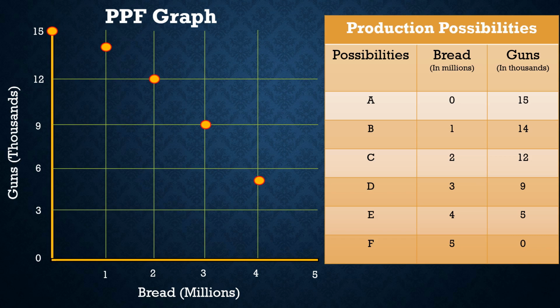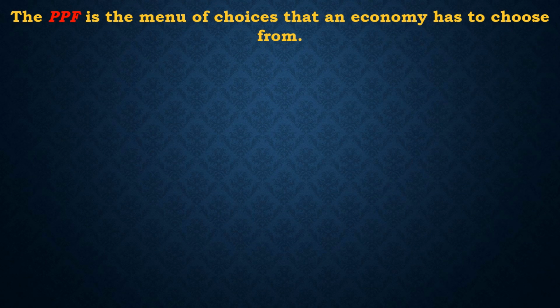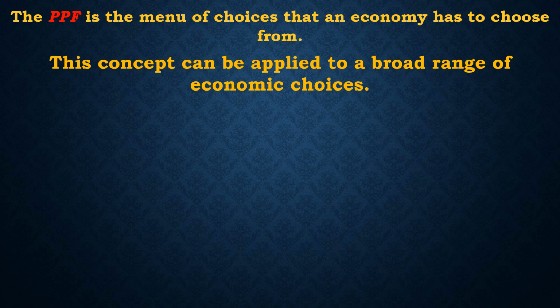Just like that, we have to plot these points on the graph. And then by connecting these points with a line, we are going to have a line like this. This is the production possibility frontier line. In that way, you can plot a PPF graph. That's very easy. The PPF is the menu of choices that an economy has to choose from.